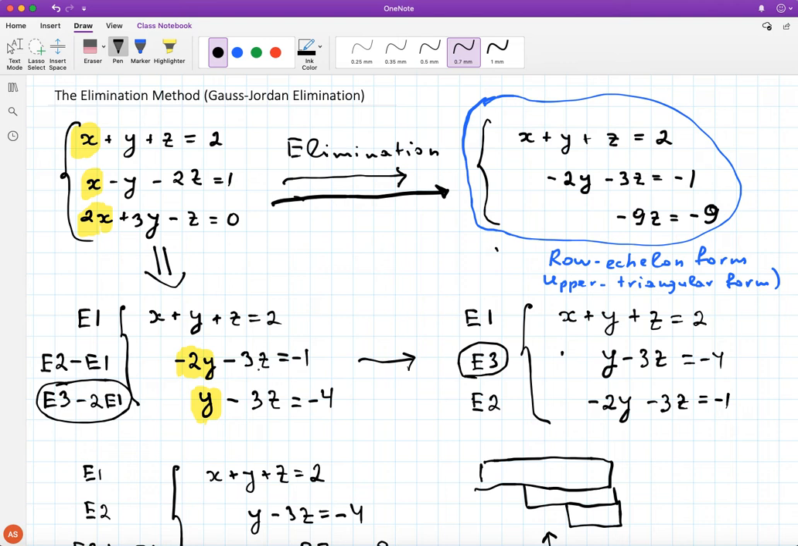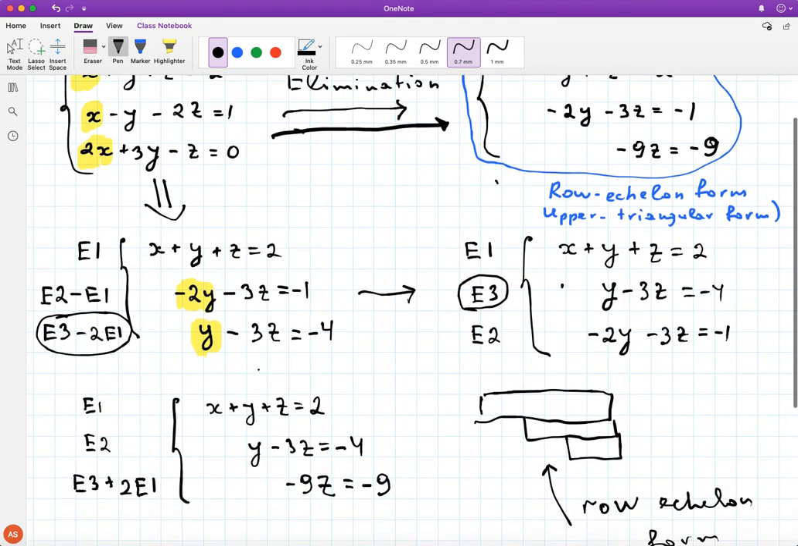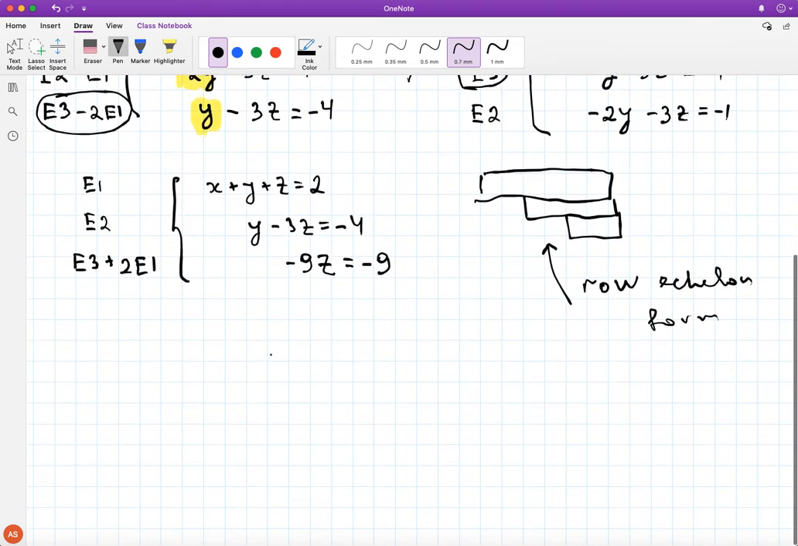Now, let's look at an example of a dependent system where the system has infinitely many solutions, and I will explain how to use parameters to represent the infinitely many solutions of such a system.